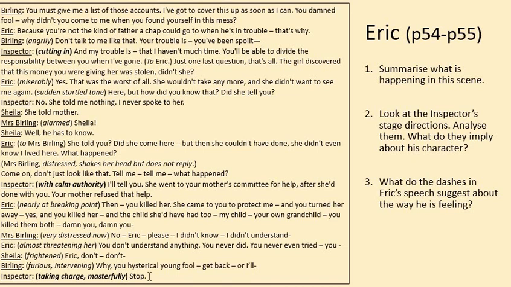So, your first task, summarise what's happening in this part of the scene. And again, you can pause the tape in between these questions. So basically, in your own words, what is happening in this extract that I've just read to you.